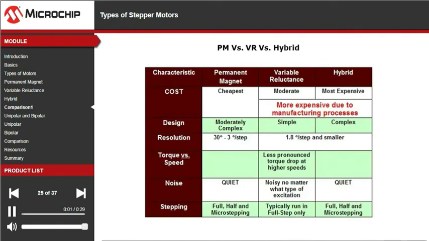Looking at the resolution of the step angle, hybrid and variable reluctance motors can achieve very fine resolutions due to the geared construction of the rotor, while permanent magnet rotors are physically limited by the number of pole pairs that they may have.